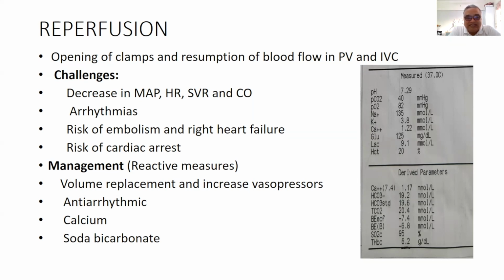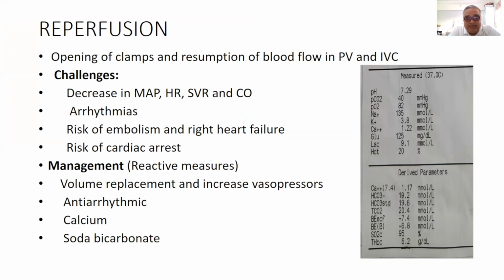Cardiac output increases. Arrhythmia might occur because of the large amount of electrolyte solution flushed in the body, which was in the liver. There is also a high risk of cardiac arrest if the cold ischemia time is very high and the size of the liver is very big.